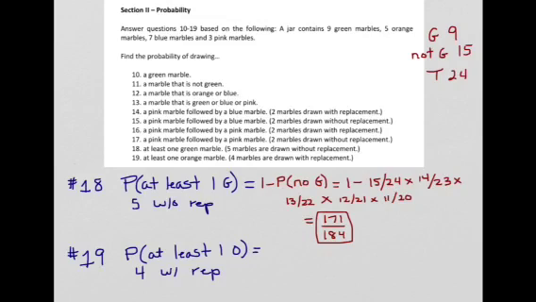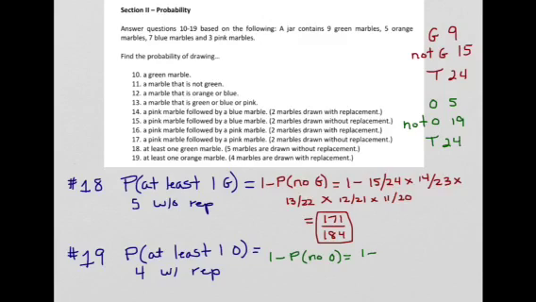Okay, so that's 18. Now in 19, we're doing something very similar, but it's not quite the same. Here we're finding the probability of at least one orange. So there's 5 orange and a total of 24 marbles. So that means how many are not orange, and that would be 19. Okay, but we're selecting these marbles with replacement. So we're going to start off the same way we did the last time. It's 1 minus the probability of no oranges.